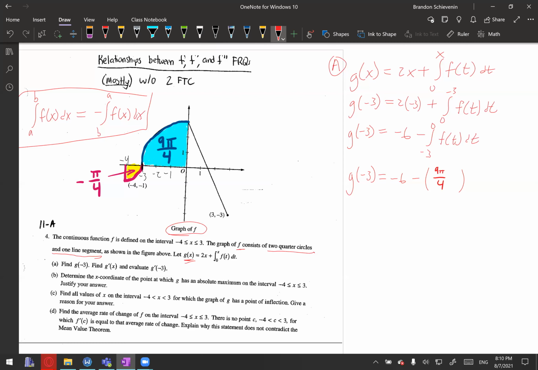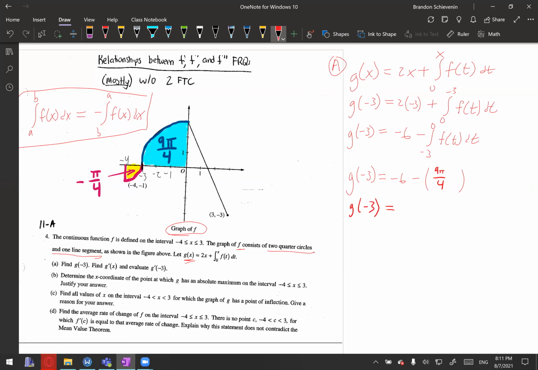If we need to get a common denominator, we can. Nani, I'll jump to you for that. So I want to combine this into one fraction. This is -6 minus 9 pi/4. What should I do? -6 minus 9 pi/4.